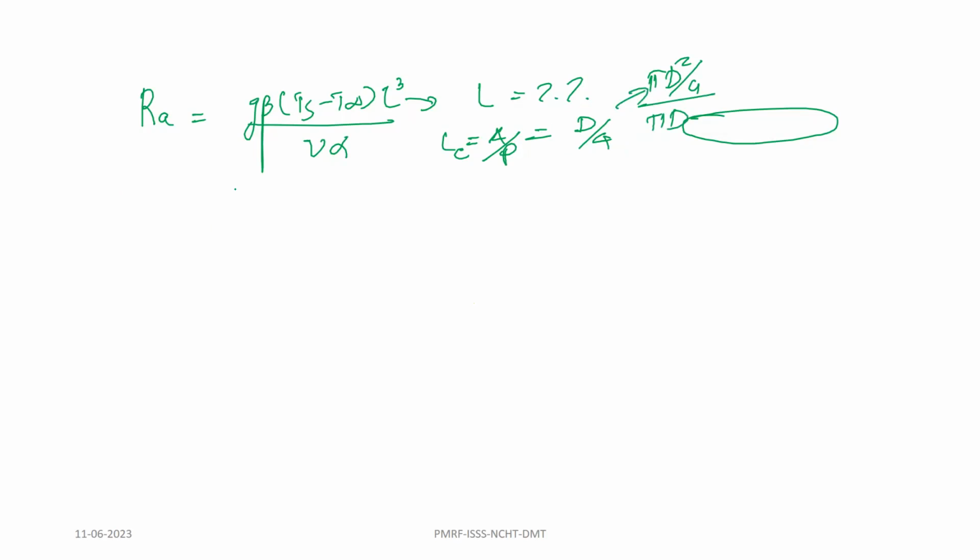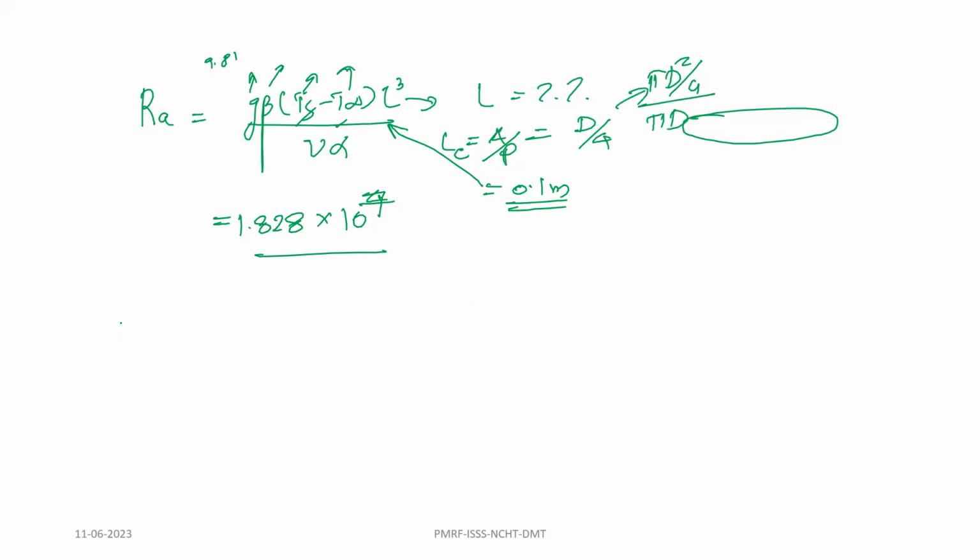So just substitute those values, and you will get the Rayleigh number to be 1.828 into 10 raised to 7. Okay. So this LC value will be 0.1 meter. Substitute all the values: Ts we know, T infinity we know, beta we know, g is 9.81. So that is how we get the value of the Rayleigh number.